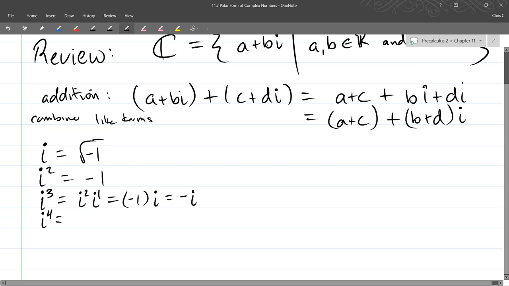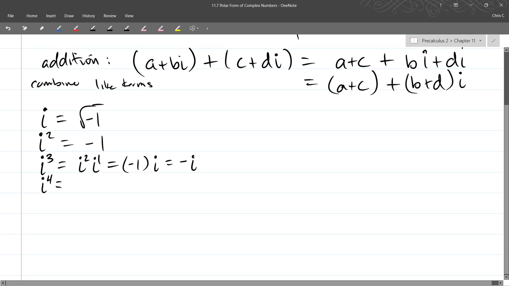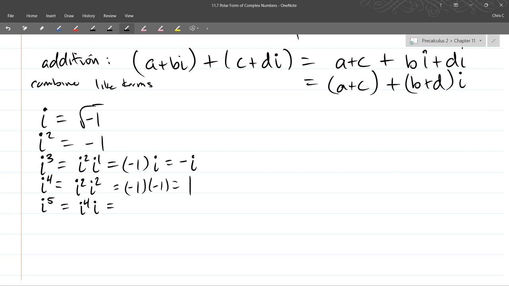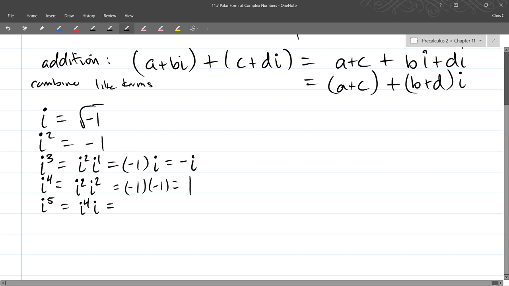And now we're going to go i to the fourth power. So I could write this as i squared times i squared, because 2 plus 2 is 4. Negative 1 times negative 1 is positive 1. So i raised to the fourth power is positive 1. And now we'll look at i to the fifth power. So from the power rules, I can write it as i to the fourth times i. What is i to the fourth? Positive 1. So this is 1i, or just i. So i to the fifth is i.